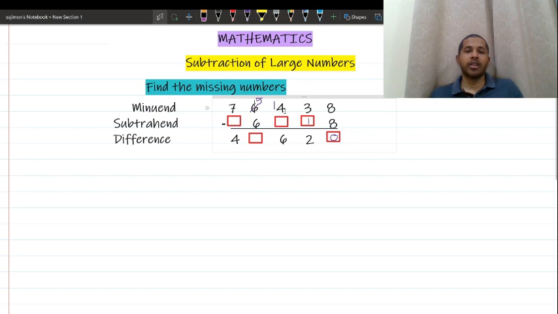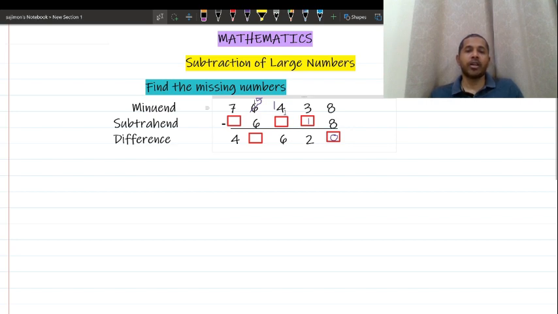That is why the 4 takes 1 from the next number. When 4 gets 1, 4 becomes 14. Who gave 1 to this 4? 6 gave 1. So 6 loses 1. That's why 6 becomes 5. Now we can subtract here.